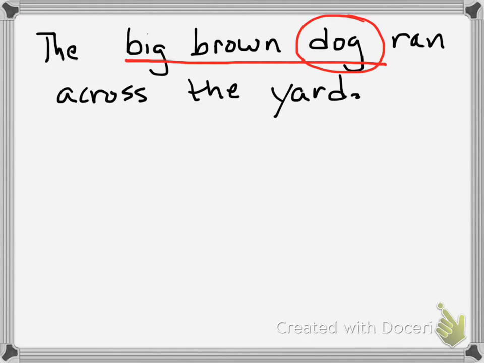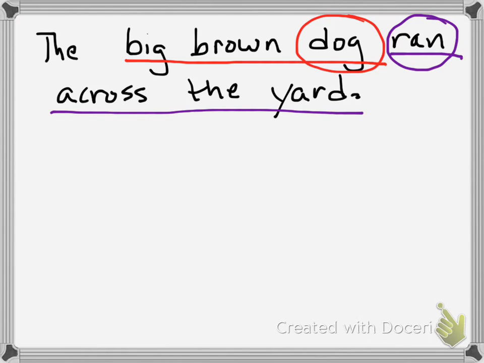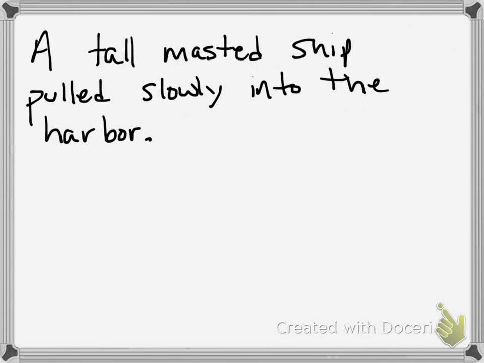So big brown dog is the complete subject, dog is the simple subject. And now if it asks us about the predicate, we have the rest of the sentence, ran across the yard. So ran is our action, so ran is our simple predicate. But the other words that are included with this that tell us where this action takes place, those form the complete predicate. So if it asked for the simple predicate, it would be ran. If it asked for the complete predicate, it would be ran across the yard.